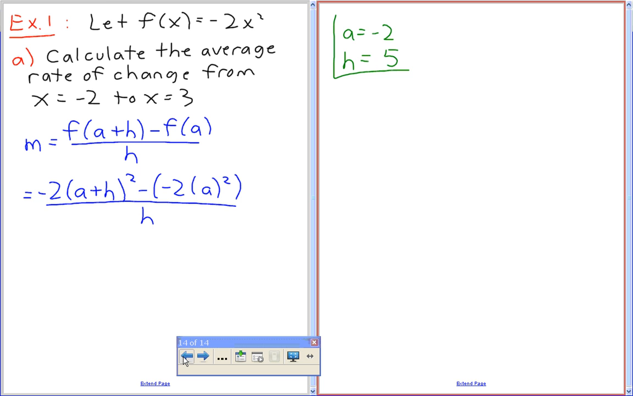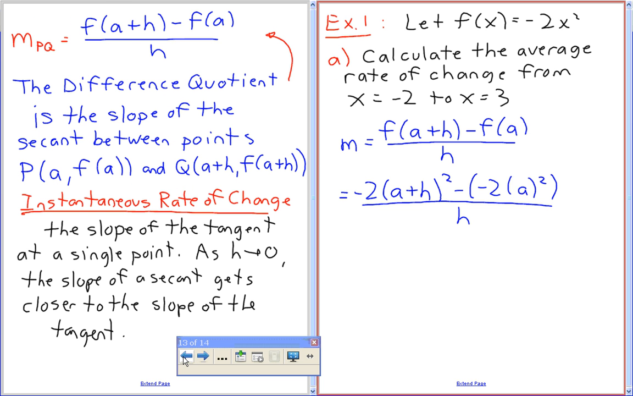Okay. So we're going to hide that right now. I just want to do some algebra time first. Can you FOIL out a plus h squared? What does that turn into?